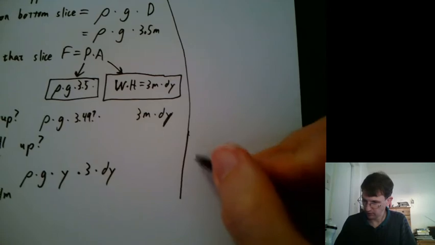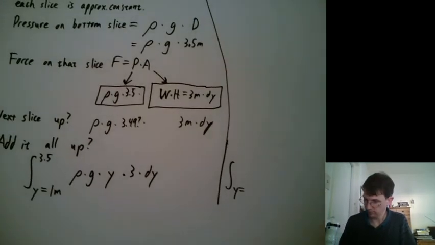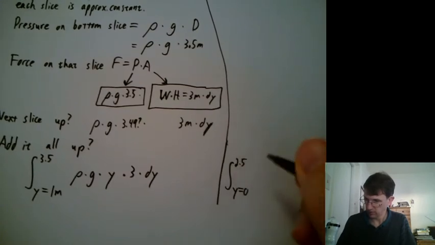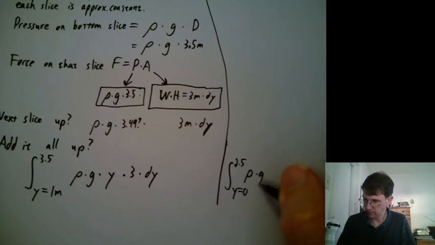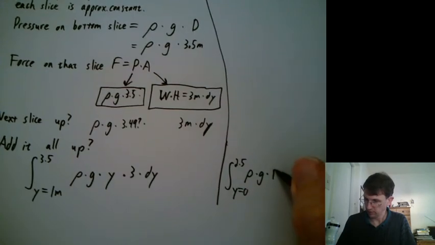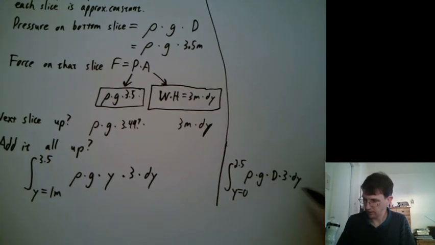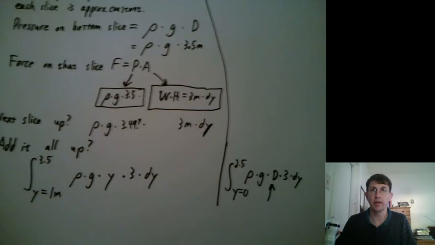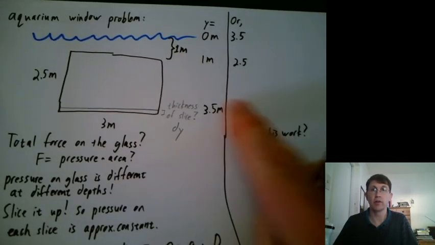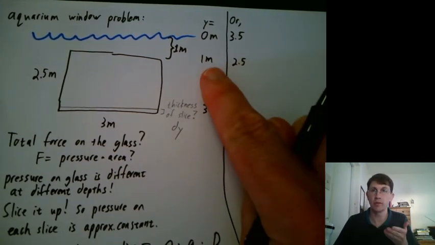Well, it turns out okay. So where would you start integrating here, and where would you stop? I'd go from 0 to 2.5. And rho is still the same, g is still the same, but remember this y, that was the depth. So let's just write d for now. The width of the area was 3 meters, and then dy is going to stay the same. But what is the depth now? If I tell you I'm at y equals 0, I'm at depth 3.5. If I tell you I'm at y equals 2.5, I'm at depth 1 meter.